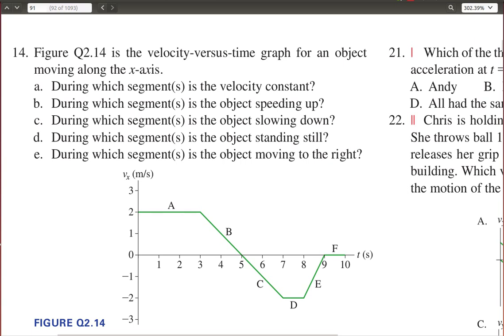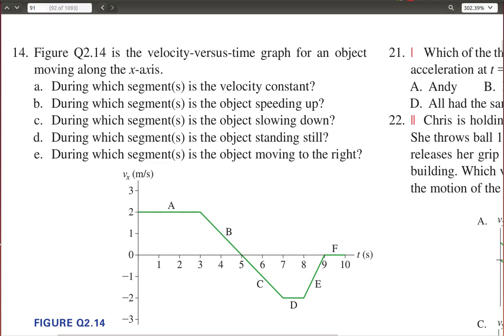I find it convenient for this question to, in my mind, replace the green line with a bunch of small dots that are kind of closely spaced together. And then I can change this part A question to when do the dots represent the same number. For example, in segment A, the bunch of dots would all represent a velocity of 2, which means the velocity isn't changing, it's constant. So part of the answer is segment A. During segment A, the velocity is constant.